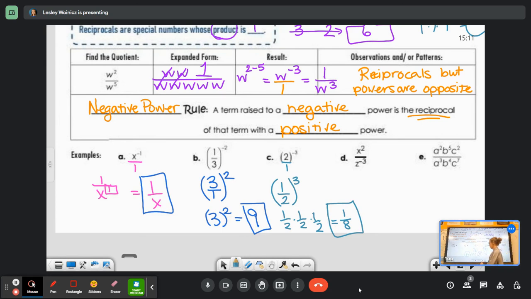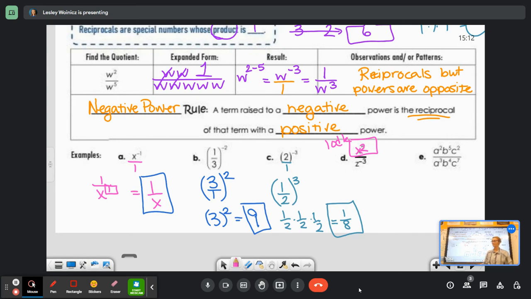So, this x squared, does it have a negative exponent? No. So we're going to lock this in place. It's not going to move. Lock. Does not move. Okay? X squared is just going to stay where it is.